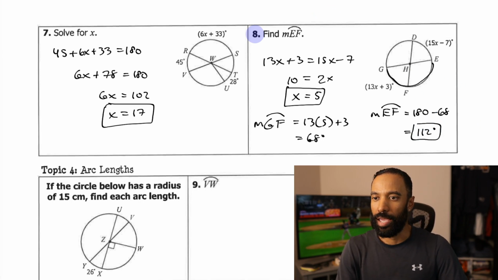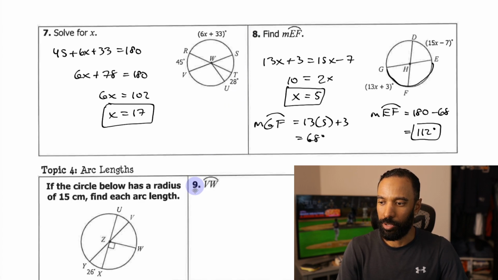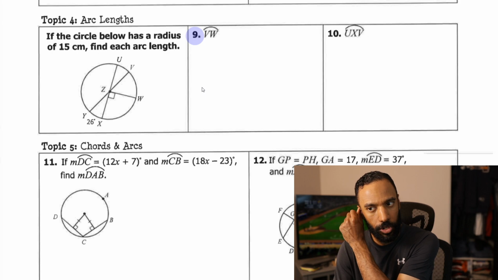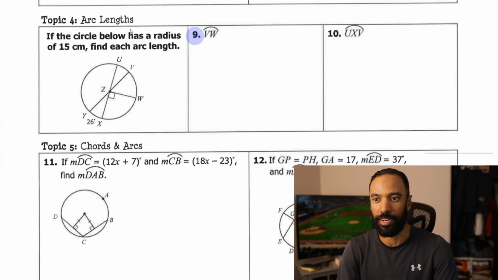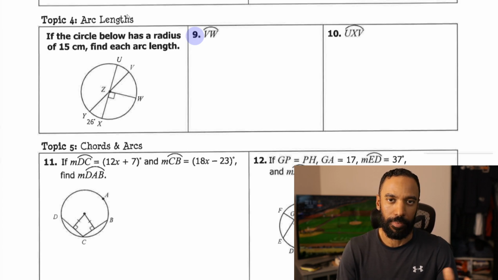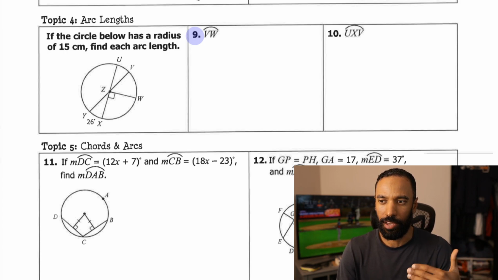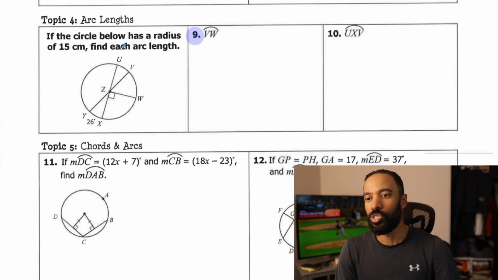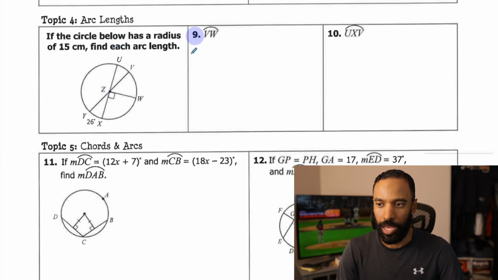Okay. All right, there's number 8. Let's move on to numbers 9 and 10. This is topic 4 on arc lengths. If the circle below has a radius of 15 centimeters, find each arc length. Okay, this is also not in chapter 10 stuff from the Big Ideas Math 2 textbook, or Integrated Math 2 textbook. This would also, I think, be in chapter 11. So find each arc length here.